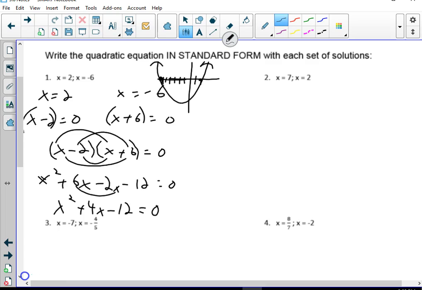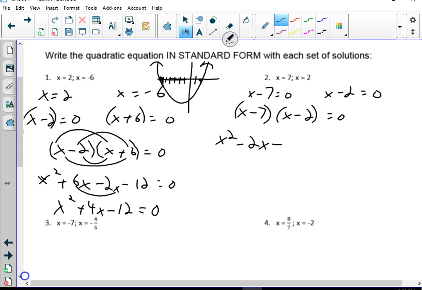Okay, so same thing working backwards. X equals 7, move it over, x minus 7 equals 0. Move the 2 over, x minus 2 equals 0. Here's your two binomials. X minus 7 times x minus 2. Now we just FOIL it. So x times x is x squared. X times negative 2, x times negative 7, and negative 7 times negative 2 is positive 14. Put the two middle terms together. X squared minus 9x plus 14 equals 0. So that's the quadratic for those two solutions.